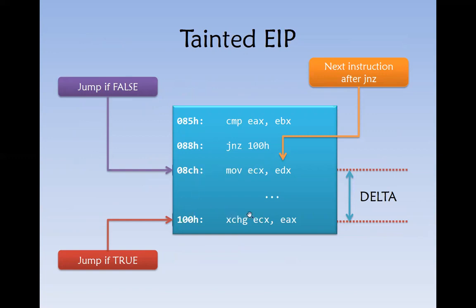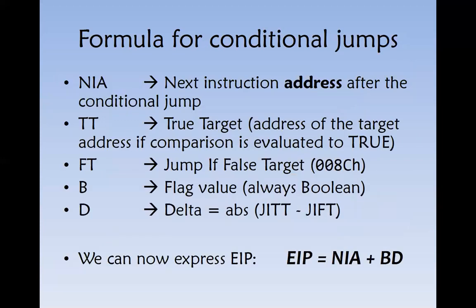So from 08CH all the way to the instruction just before this exchange is what happens if you were to just fall through after this jump, and jump non-zero would be to this 100, and the delta is the distance between these two instructions, right? So if you had this particular notation to treat the true as well as the false blocks, then you can use the following formula for conditional jumps.